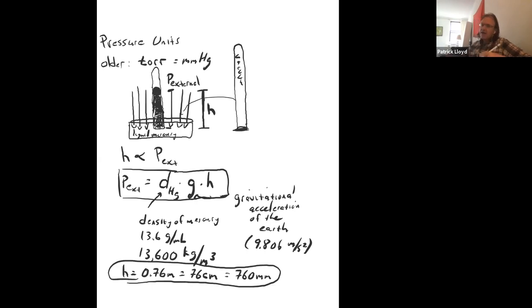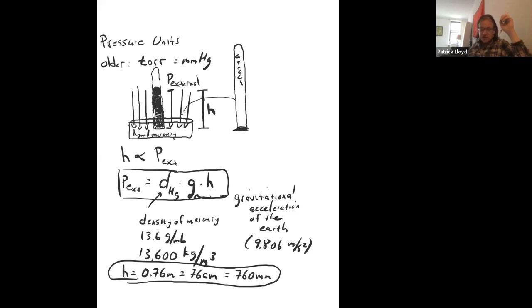Now, if you're up at a high altitude, like in a mountain, it'll be less. If you're below sea level, like in Death Valley or the Dead Sea in the Middle East, I think the Dead Sea is below sea level, right? If you're there, you'll have a different pressure. It's not a big difference, but there's a little bit. But at sea level, it's 760 millimeters or 0.76 meters.